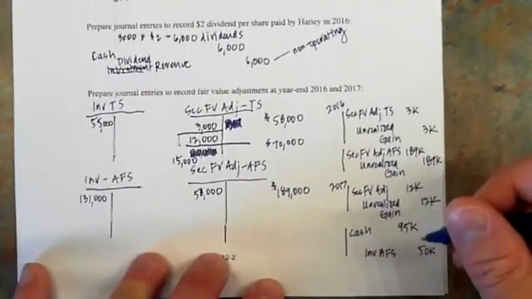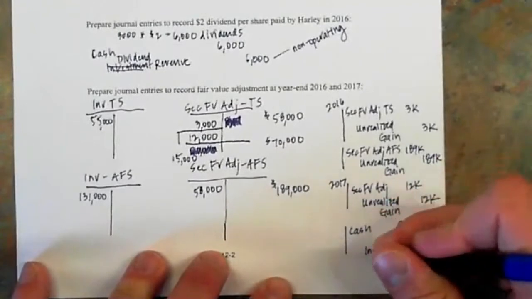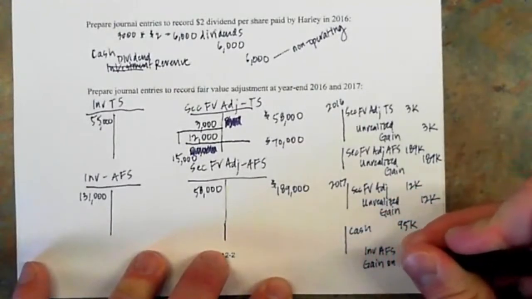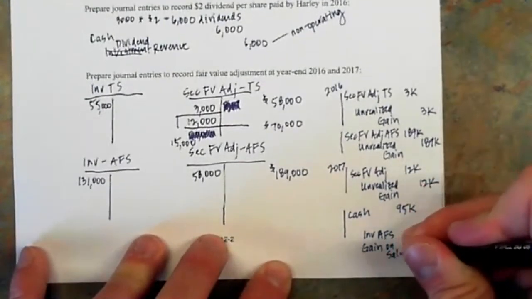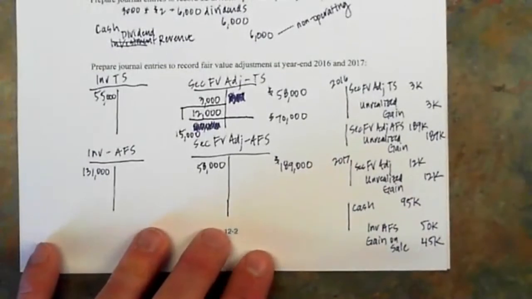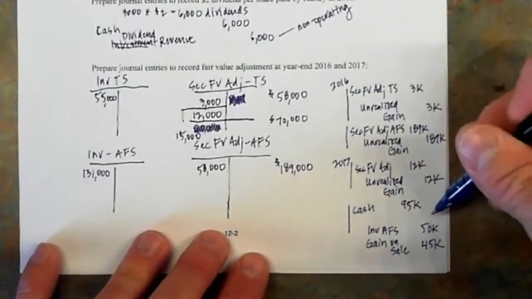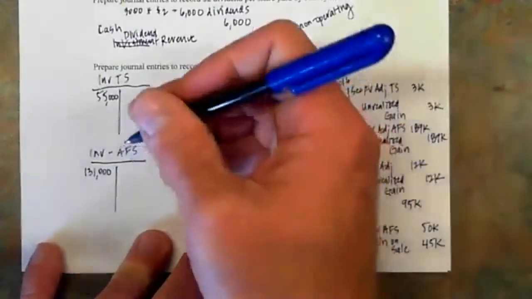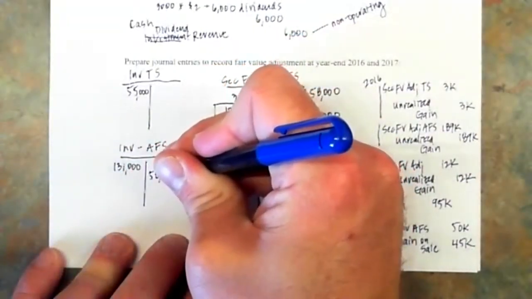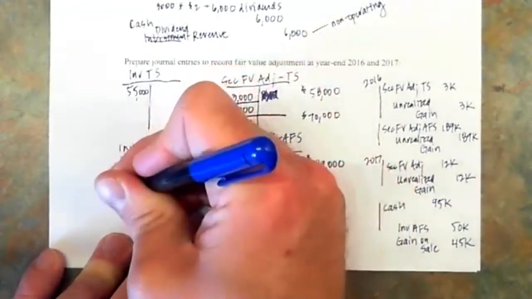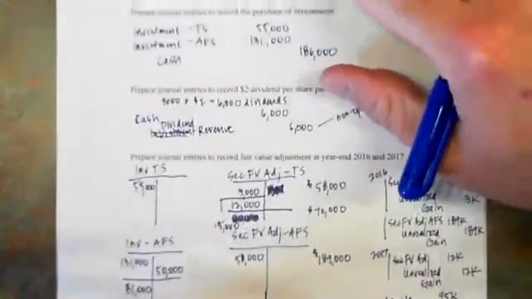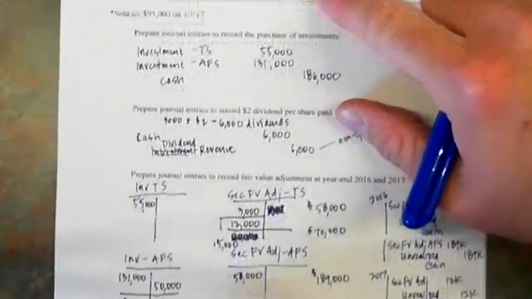The difference between those two then is my gain or loss. And in this case, I had a gain on sale for $45,000. All right. So I just made an entry to my investment account, right? This goes down by $50,000 before the end of the year, which is when I make the fair value adjustment. So now I only have the cost of Harley left in there, right?